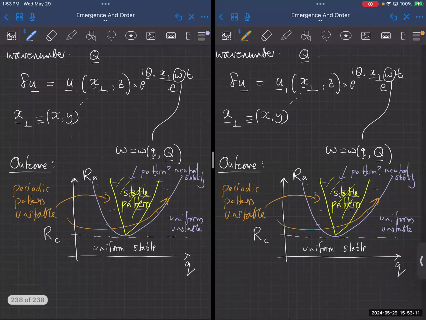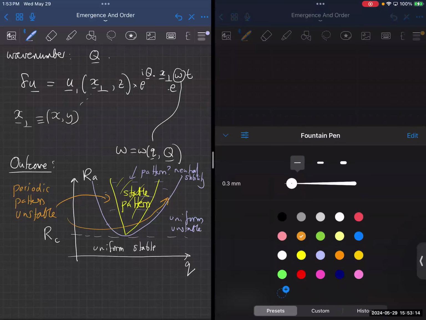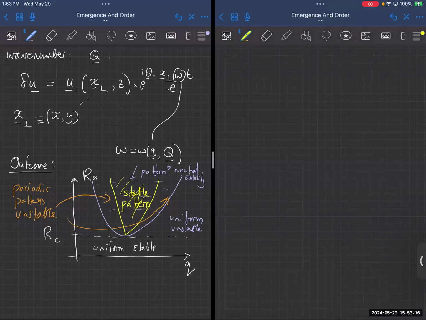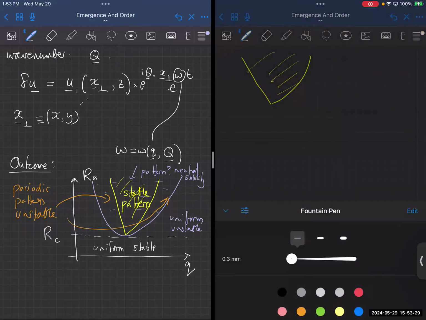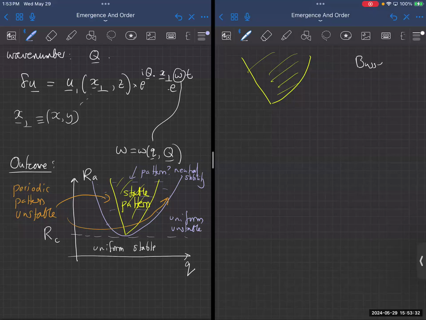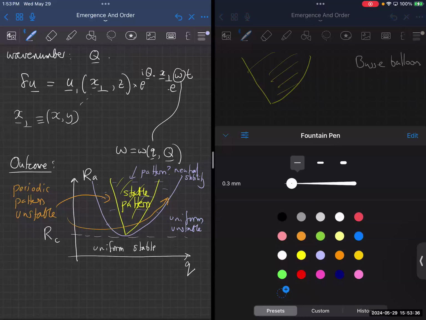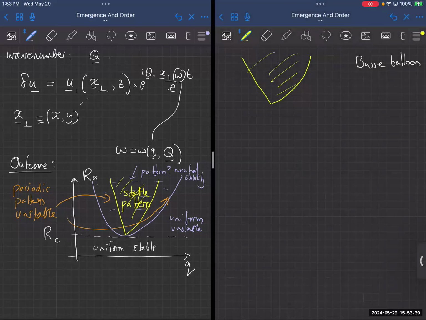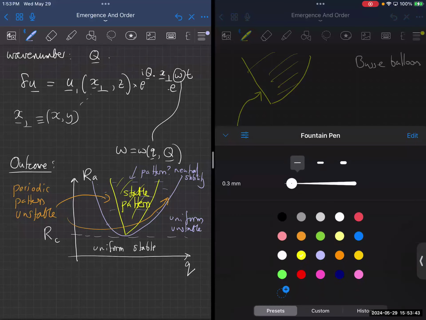Okay, so what is it unstable to? So you can work it out. There's on this line here, this is called the Busse balloon, after Mr. Busse, who first did this analysis heroically in the 1970s. So along this line here, we have what's called the zigzag instability.